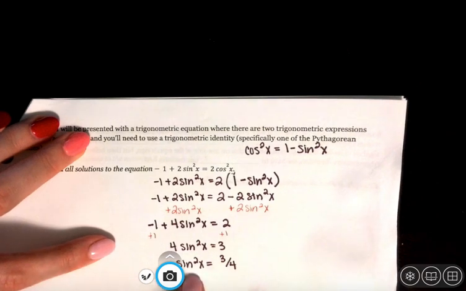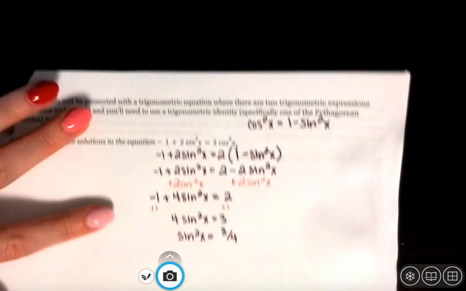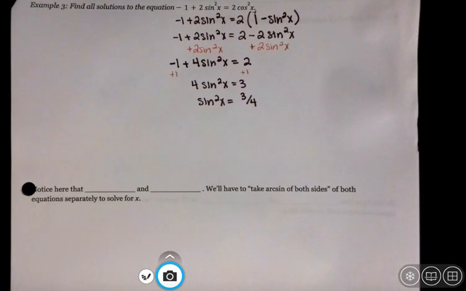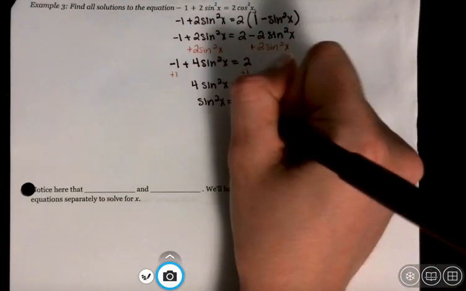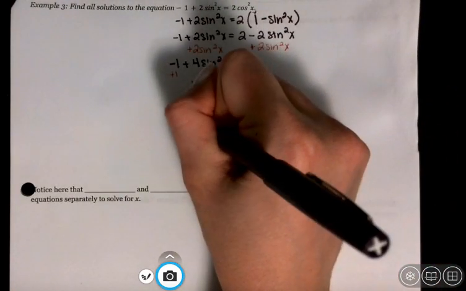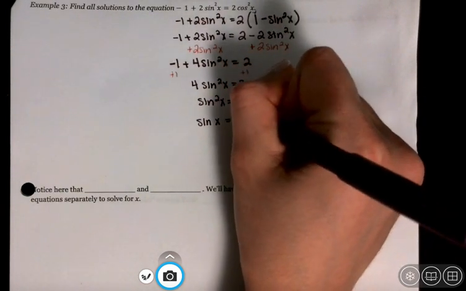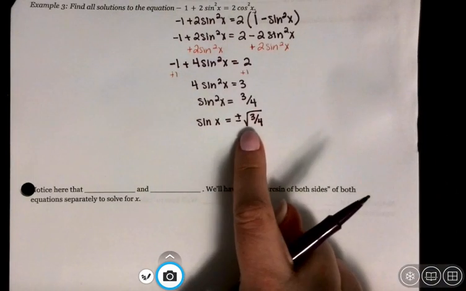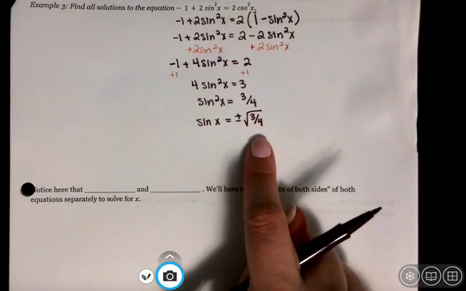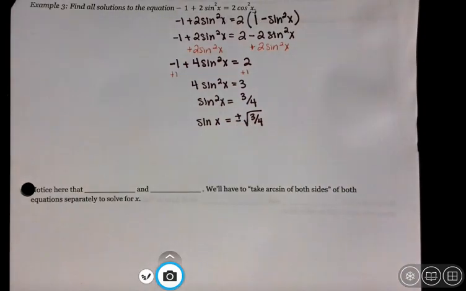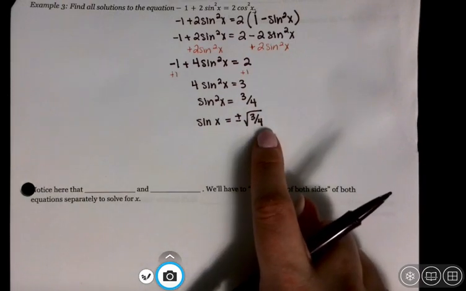I have to get rid of my square. I'm going to scoot it up a little bit. Realize you can't see. So I take the square root of both sides. So I'm left with sine of x equals plus or minus the square root of 3 over 4. Now when I'm doing the square root of this fraction, I have to square root the top and the bottom number. When I square root 3, I'm going to leave it as the square root of 3 because it ends up being a decimal. When I square root my denominator, 4, the square root of 4 is 2.